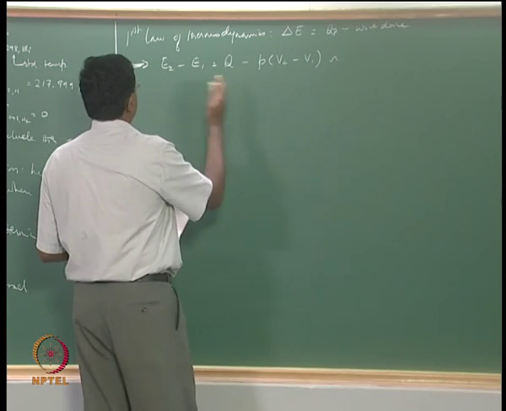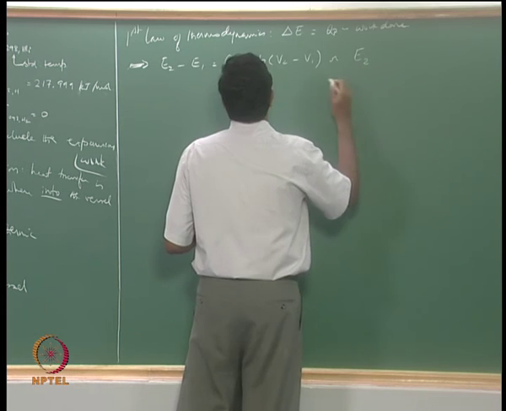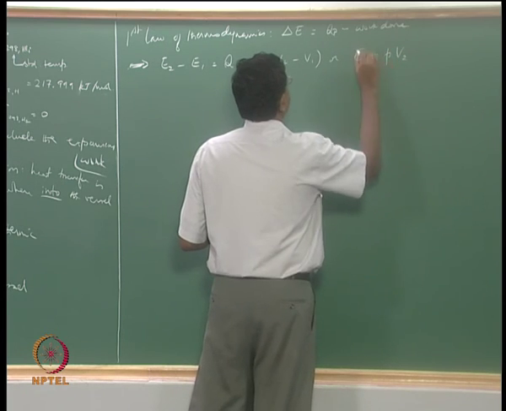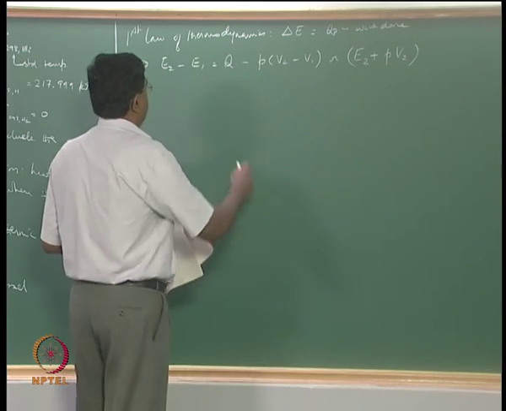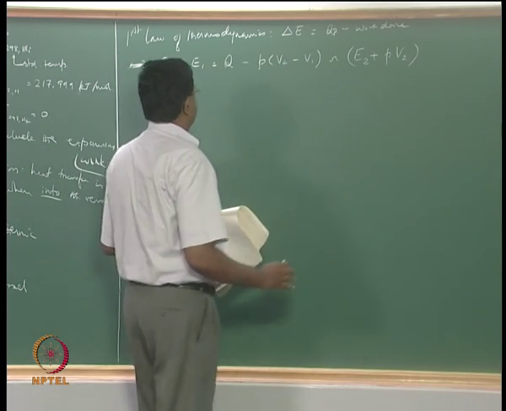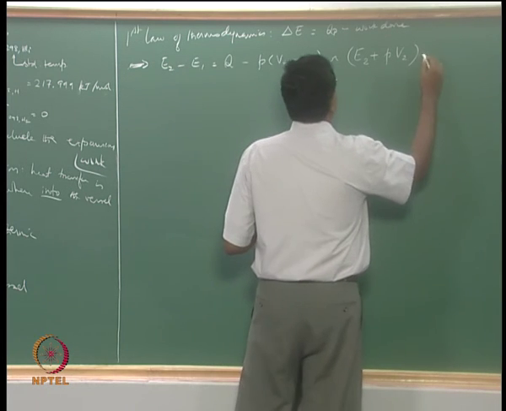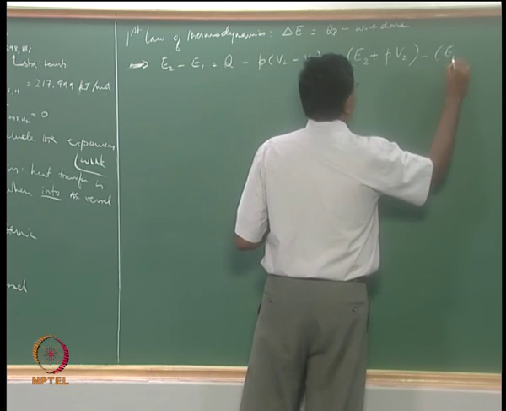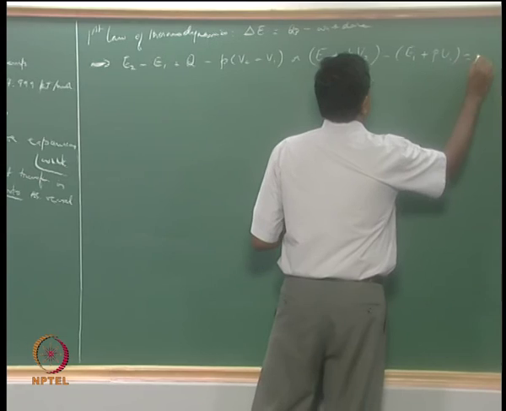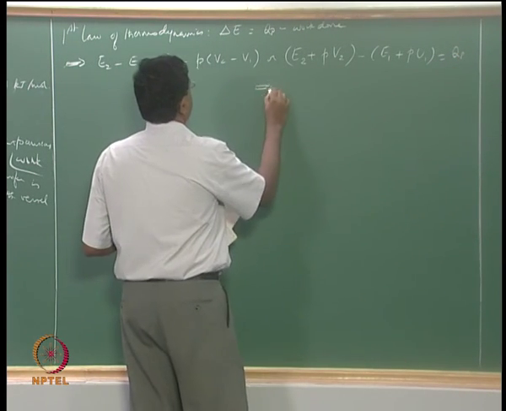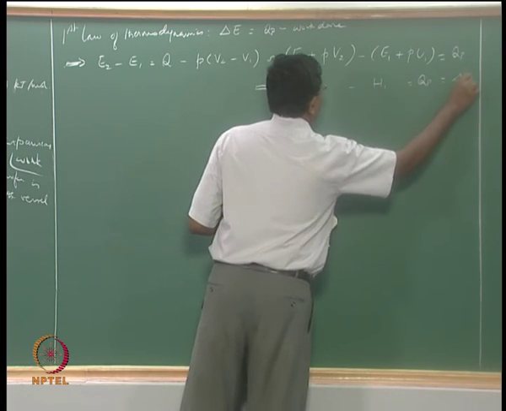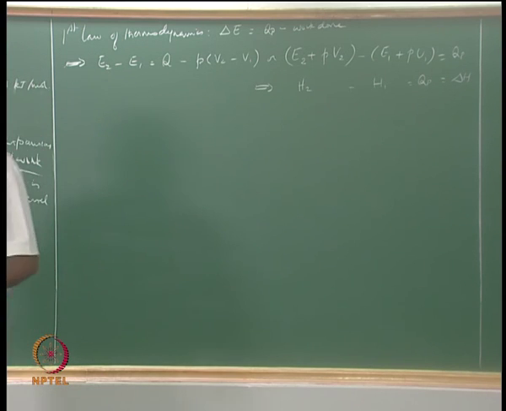Or you can also now rearrange things. So you can say E2, take this PV2 to the left hand side, so it becomes a plus PV2, and then you have a minus of minus PV1, so you have a plus PV1 on the right hand side, which can be taken to the left hand side. Now you try to group it with E1 with a negative sign, that is equal to QP. So from here you can see that this is actually H2 minus H1 equal to QP, that is equal to the delta H.